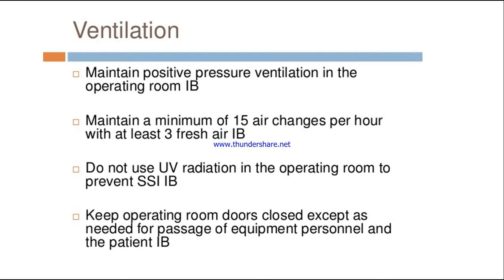Next, the ventilation. We have to maintain positive pressure ventilation in the operating room. This is according to 1B. Maintain a minimum of 15 air changes per hour with at least 3 fresh air. Do not use ultraviolet radiation in the operating room to prevent surgical site infection. You have to keep the operating room doors closed except as needed for passage of the doctors or nurses or technicians.